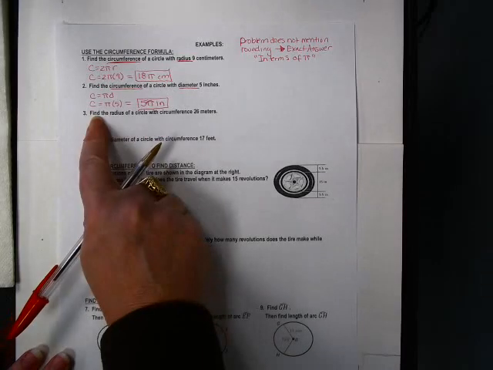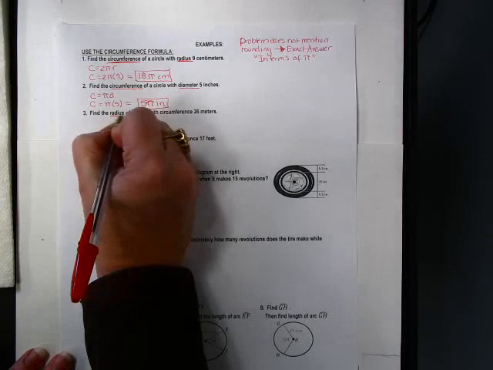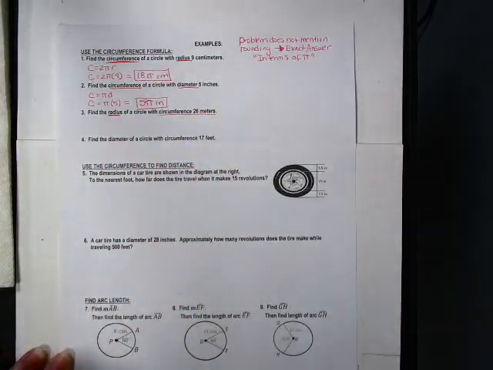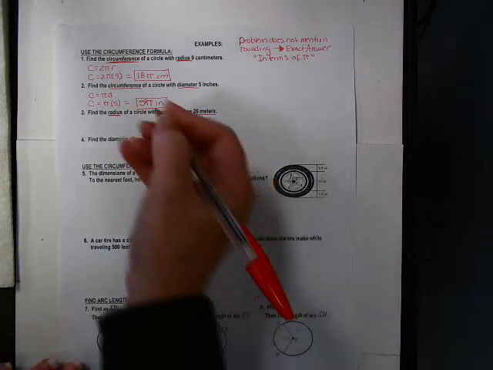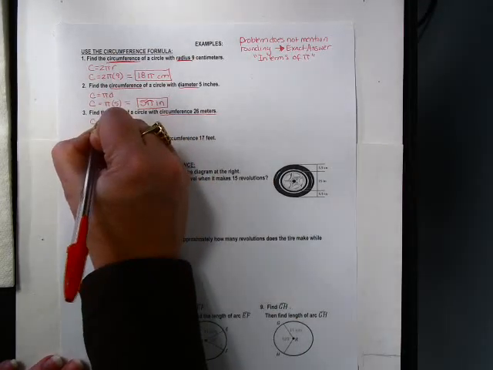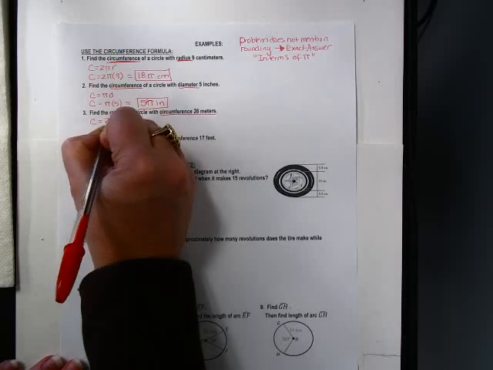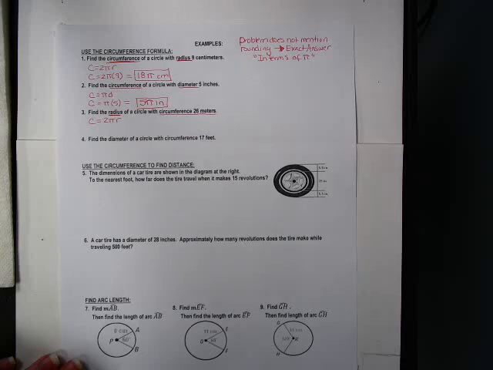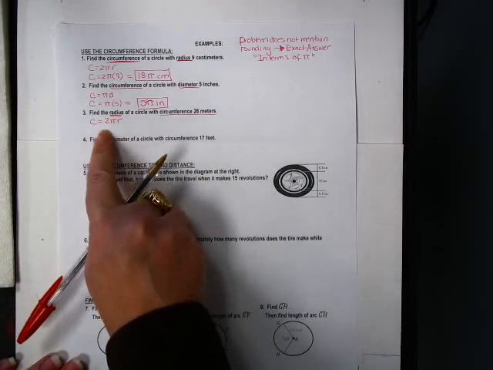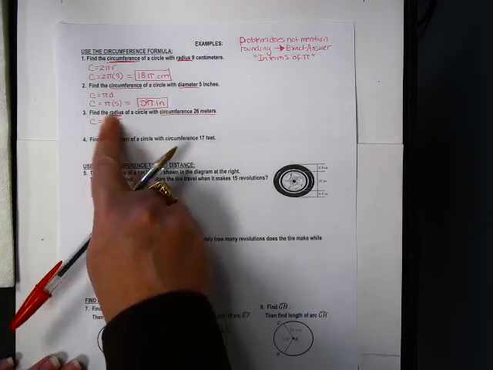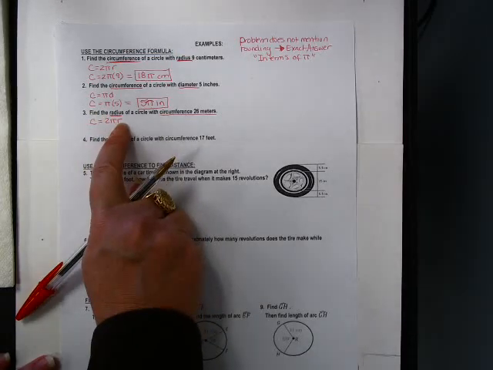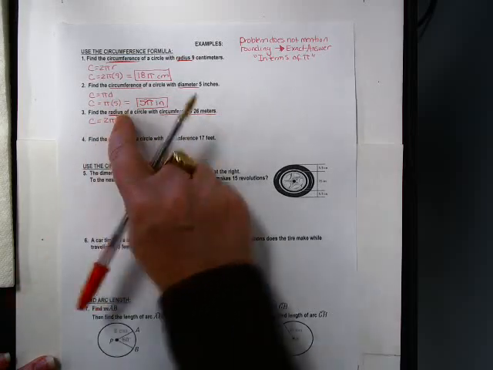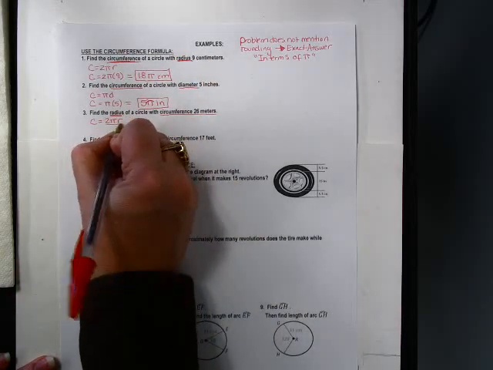Next, this time they want me to find the radius. And they gave me the circumference is 26 meters. Okay, so I'm going to start off with circumference is equal to 2 pi r, because I want the one with the radius. Alright, then what I can do here is, it's called manipulate the equation. I'm looking for r, so to get rid of the 2 pi and get r by itself, I can divide both sides by 2 pi.